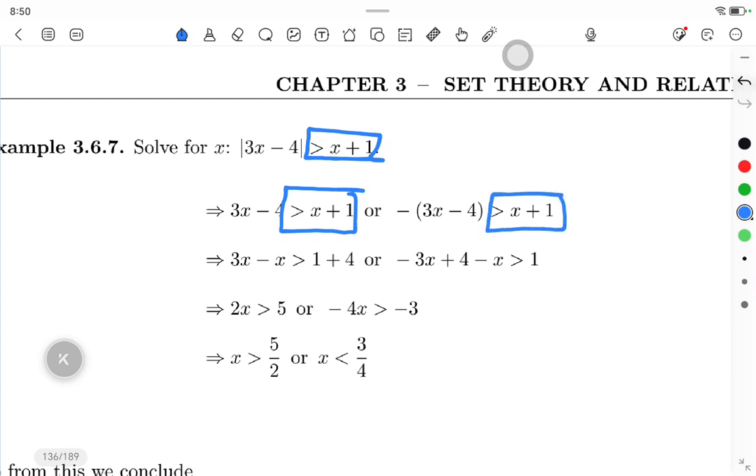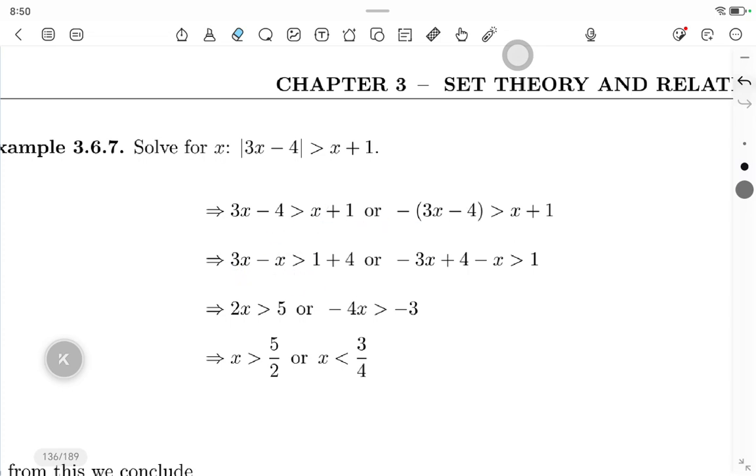Then when I come to this one, I'm going to put it as normal here, then this side I negate it, put a negative there, multiplied by negative. And then since the sign is greater, I put OR. Then this will be 3x. What they did here, they took the x to the other side, the 4 to the other side. Then this will be 3x minus x greater than 1 plus 4, which will be 2x greater than 5. And if I divide both sides by 2, I'm going to get that x is greater than 5 over 2.